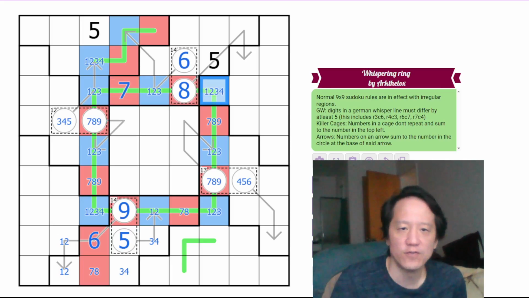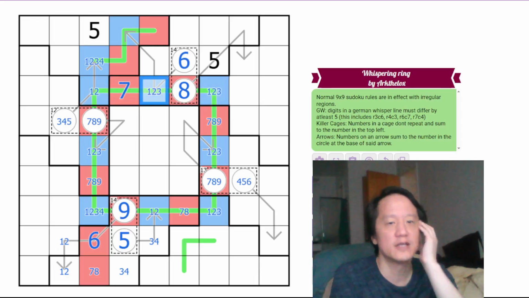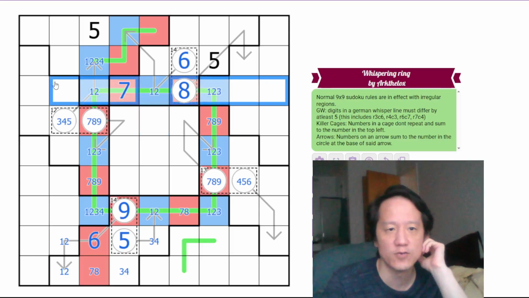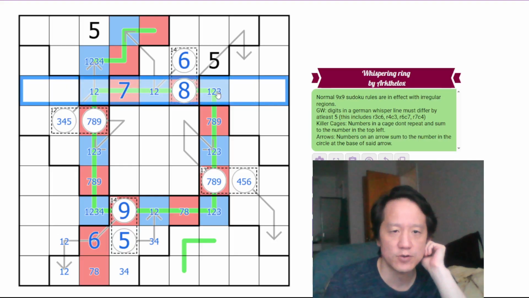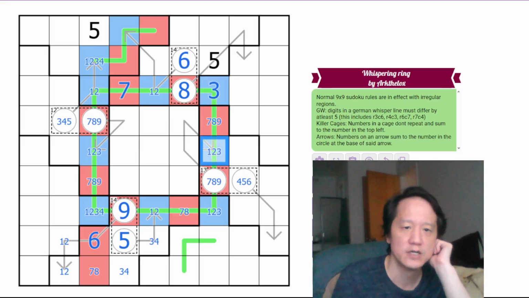This can't be 4 then. These can't be 3 because 3 cannot be next to a 7 on a German whisper line. Therefore, in row 3, we have a 1, 2, 1, 2 pair. That eliminates 1 and 2 in the rest of the row. So this is 3. This can't be 3, and this can't be 3.